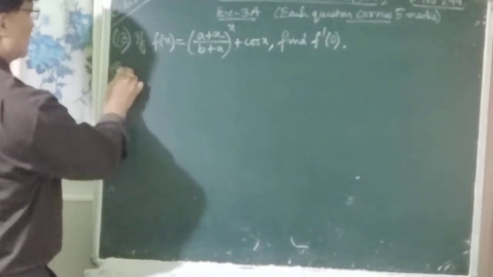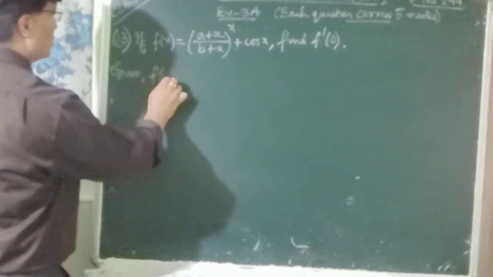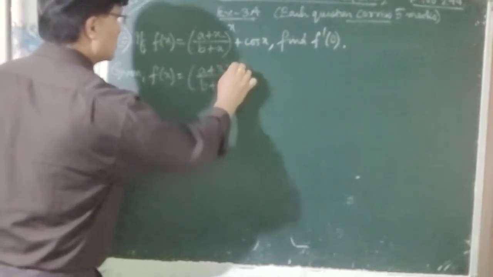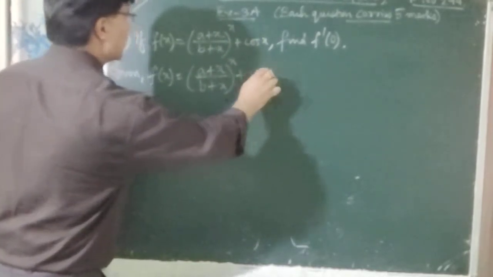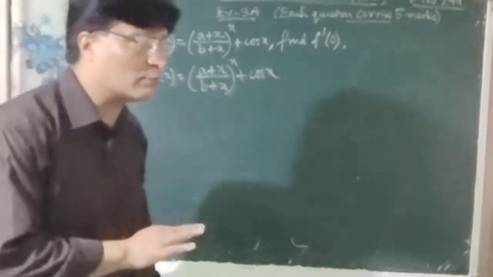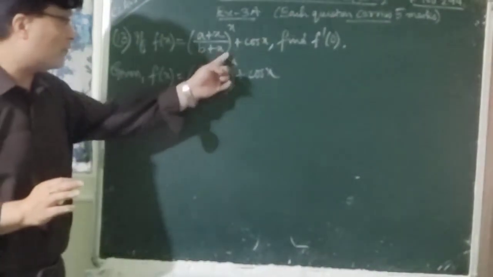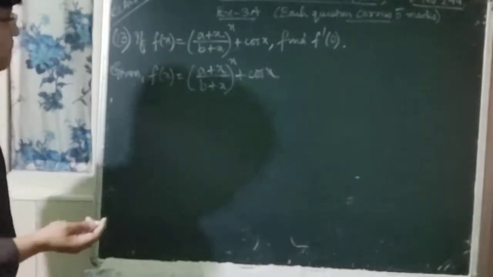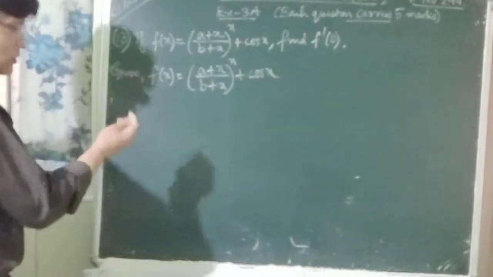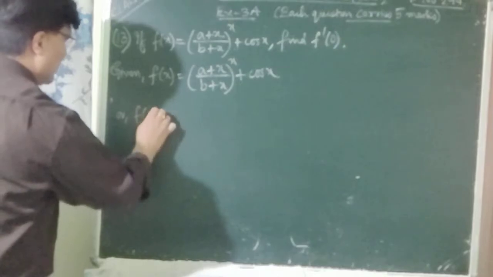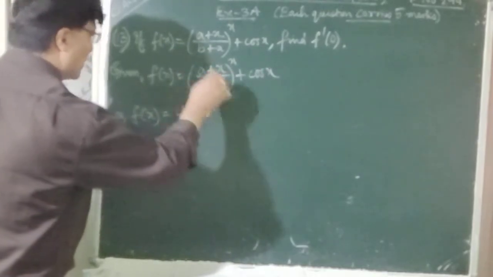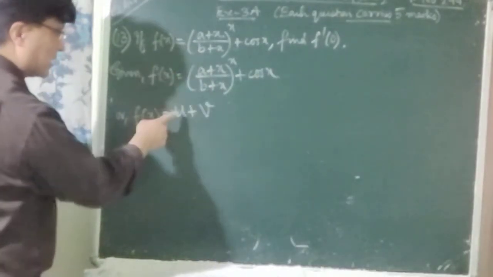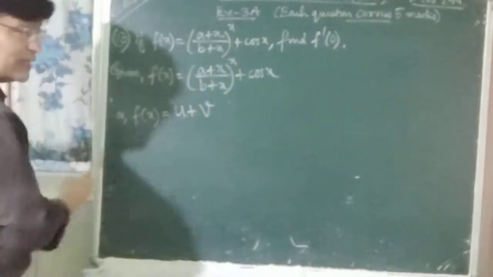So let us write down the given part. So f of x is equal to a plus x upon b plus x whole to the power x plus cos x. Now in this case you cannot take log on both the sides directly. Let us assume the first term, that is a plus x upon b plus x whole to the power x, as u and cos x as v. Okay, or you can keep it as it is, cos x. Okay, so f of x is equal to, suppose this is u plus v, right? So let us differentiate it. This function is taken as u and this second function is taken as v.